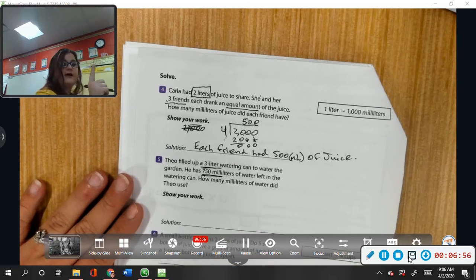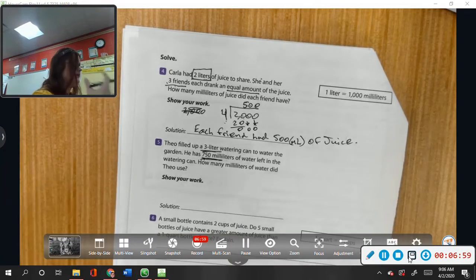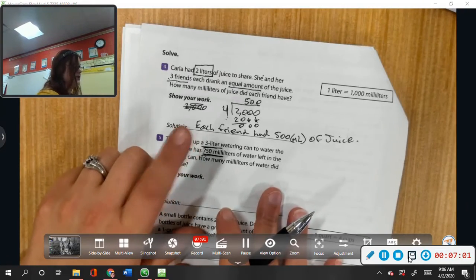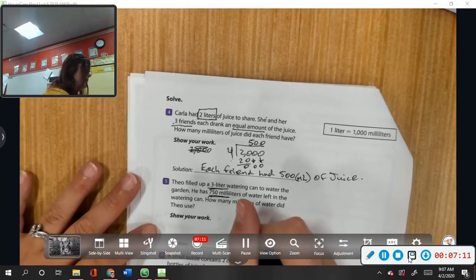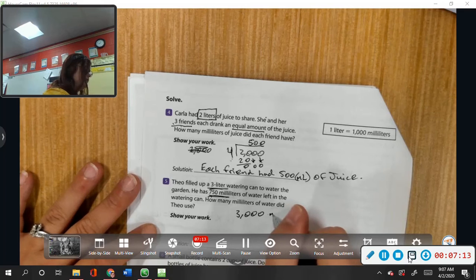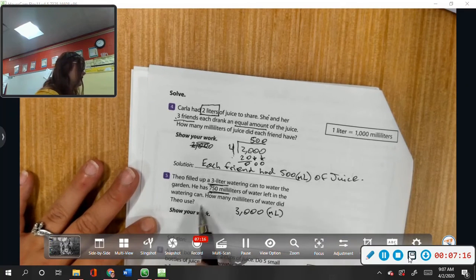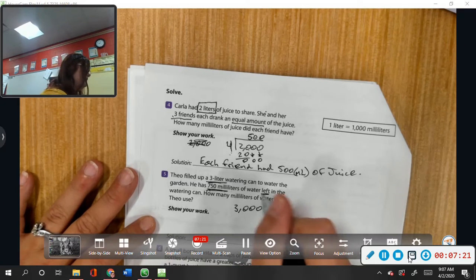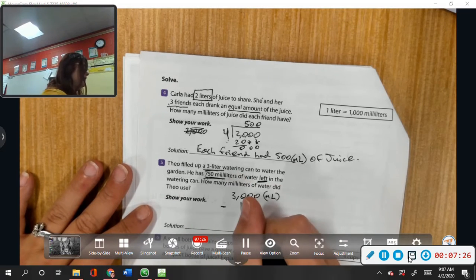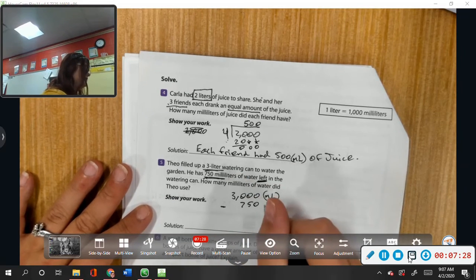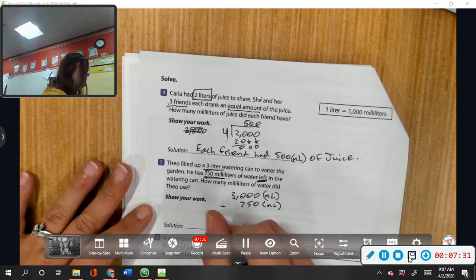Our first step is to make all of our units of measurement the same. So we're going to take those liters and change them into milliliters. We can look at our chart and say 3 liters is the same as 3,000 milliliters. Make sure you put that unit of measurement in there. And he has 750 milliliters left. That's a subtraction word. That's a difference. And so we're going to subtract 750 milliliters from 3,000 milliliters.